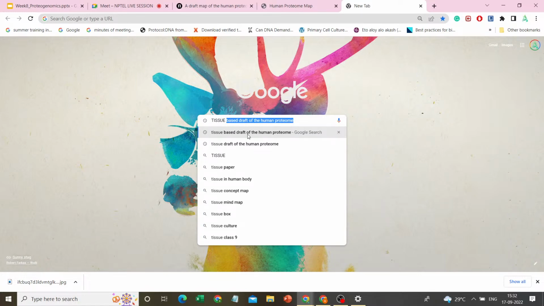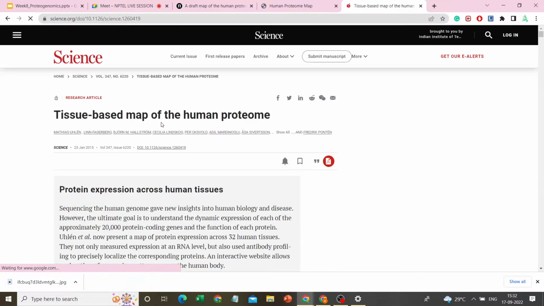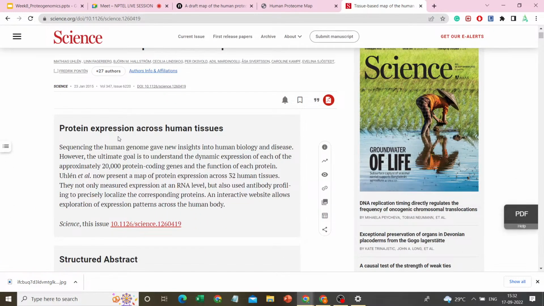Tissue based draft map of the human proteome. It was in 2014, and it is in 2015. So protein expression across human tissues. As we know, the sequencing of the human genome gave very good new insights into human biology and disease. So dynamic expression of each of the approximately 20,000 protein coding genes is now present across 32 human tissues. So they took around 32 different human tissues.